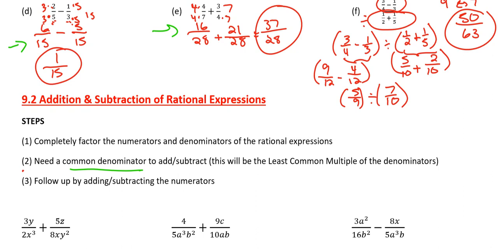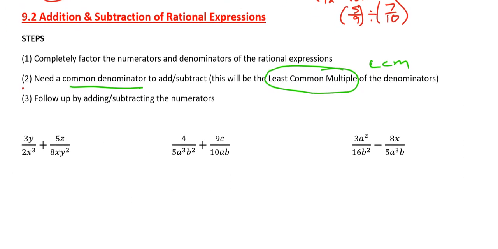The common denominator is going to be the least common multiple. I know you guys have heard of this in the past. The LCM of the denominators. And then we're going to follow up after we find the LCM. We're going to either add or subtract the numerators, just like we did here. We got the least common denominator, and then we subtract the tops once we get the answers. Here we add the tops. All right, so let's apply these rules.